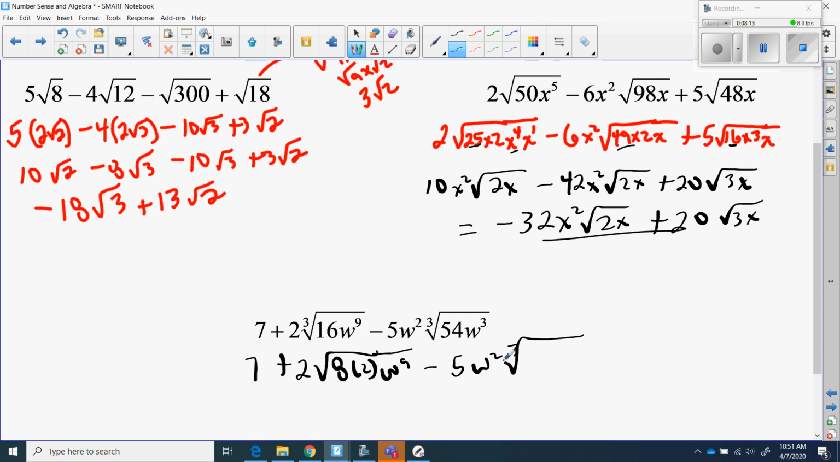cube root 54. So I need a perfect cube that goes into 54. And ideally, we'll always want the biggest perfect cube. So the biggest perfect cube here would be 27 times 2. This is divisible by 3, so that will just stay as it is. All right, so let's keep going here. We'll clean this mess up a little bit. Need some more room.